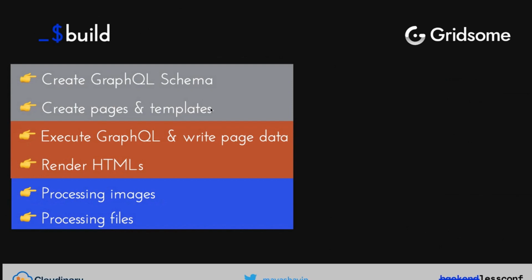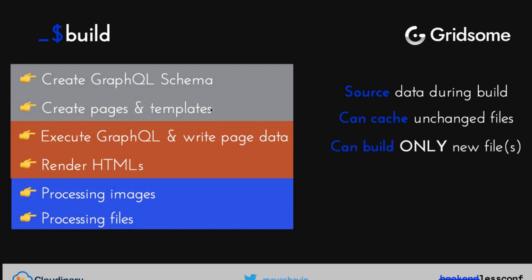The good thing is that it has the source data during build, which means that during runtime you don't need to query for data again. So users don't need to wait for communication with the database, then get the data and wait for it to display, because all the data is already pre-generated. That also means that you have access to the data, so you can cache unchanged files and build only new files from the new data entries.